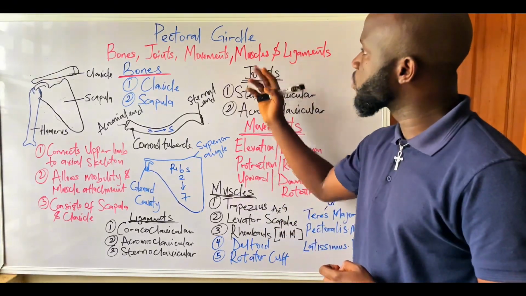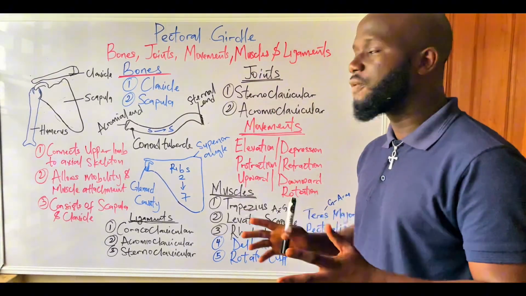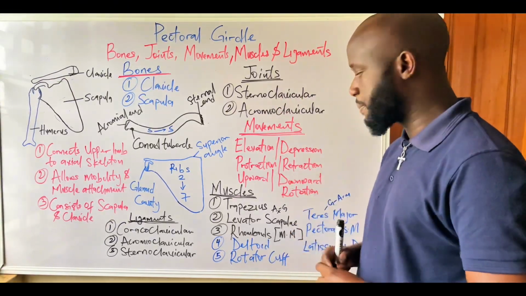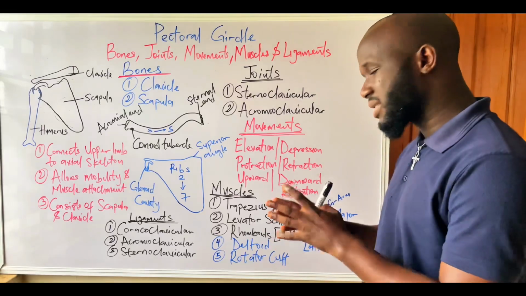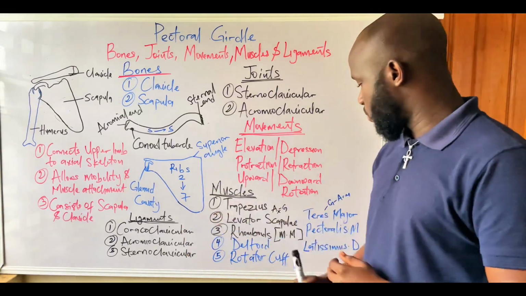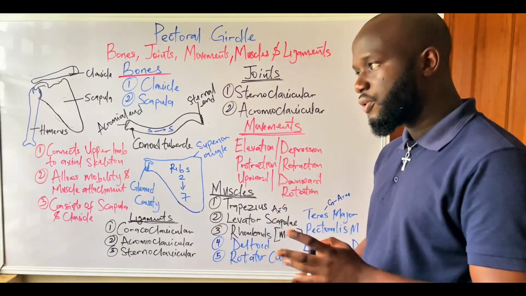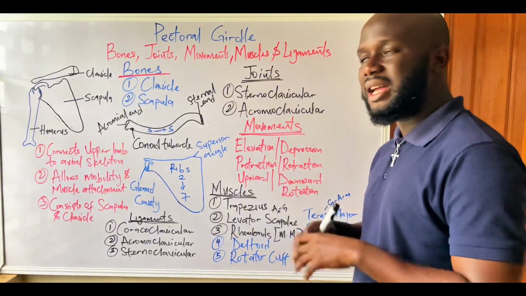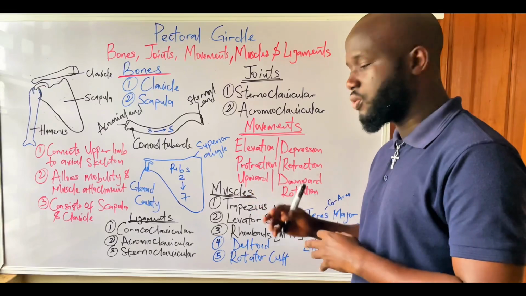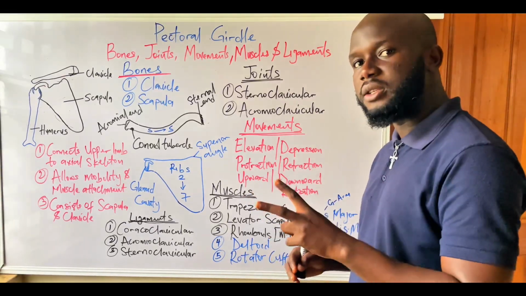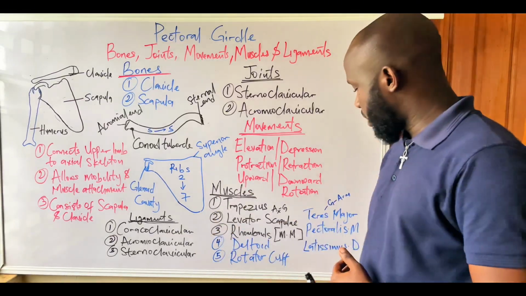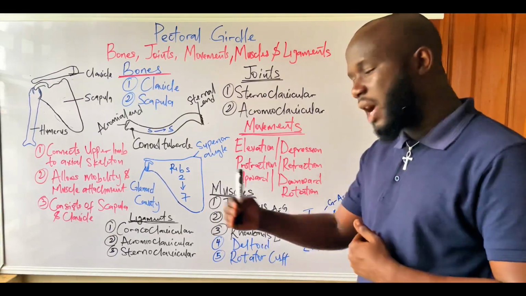Moving on to the muscles that are involved in the pectoral girdle, they can be divided into two main parts: the ones that connect the axial skeleton to the girdle, and the ones that connect the girdle itself to the arm. Once again, we have two types of muscles that act on the pectoral girdle, divided into two main subheadings. Number one is the one that connects the axial skeleton to the girdle, and number two is the one that connects the girdle itself to the arm.